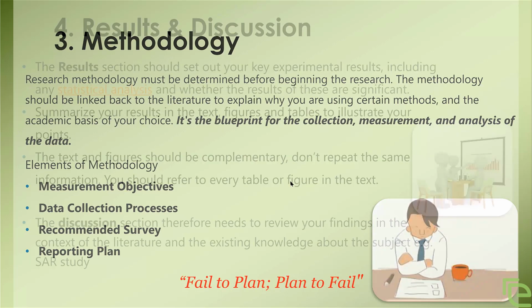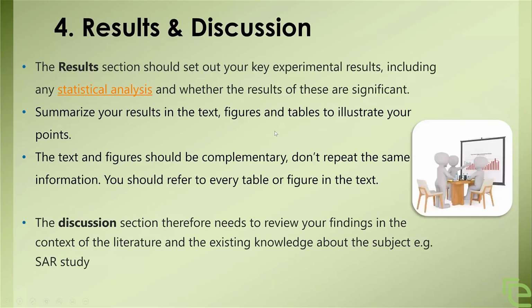Now the next part, which is the fourth and the most important and the key part of your thesis, is basically result and discussion. So the result section should set out your key experimental results, including any statistical analysis and whether the results of these are significant. Summarize your results in text, figures, and tables to illustrate your points. So rather than use all text versions, do mix it with the figures and tables, because these are very good visuals and they give a more graphical approach to your write-up.